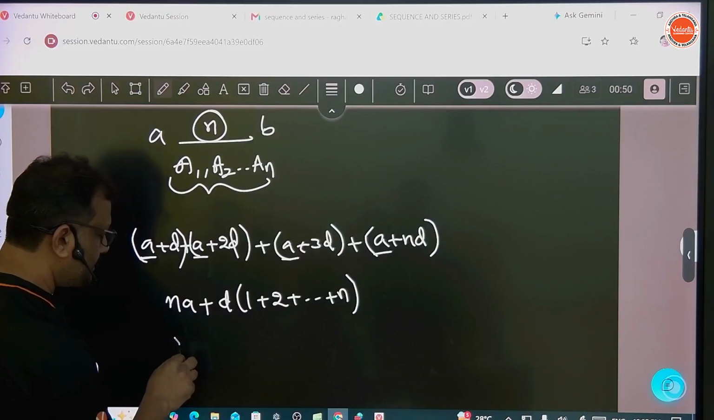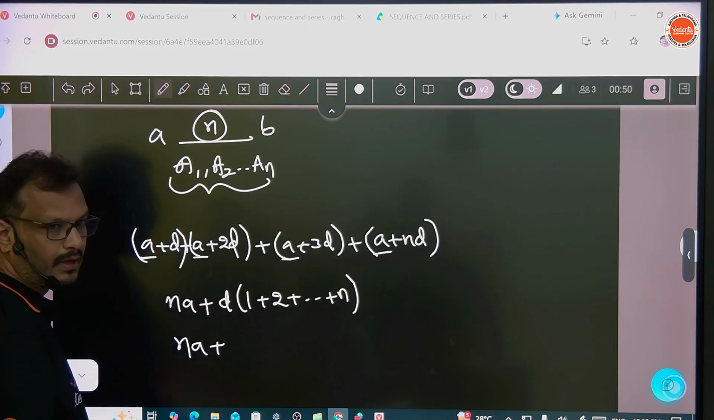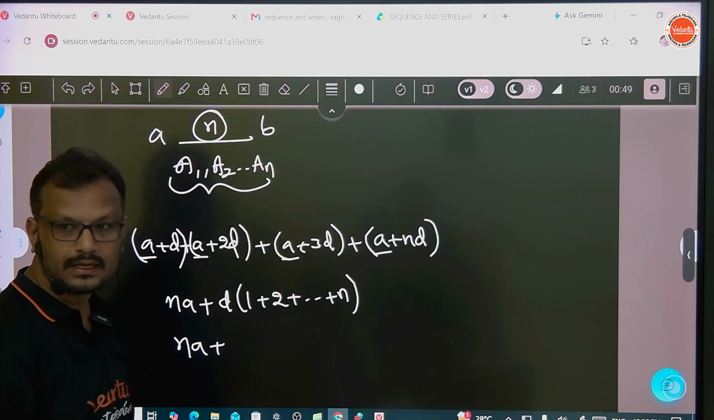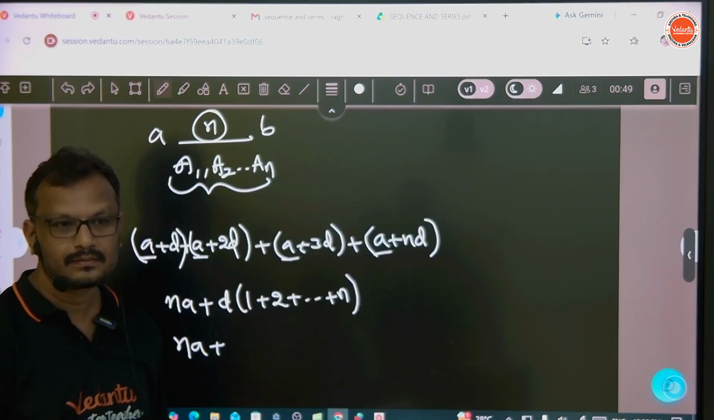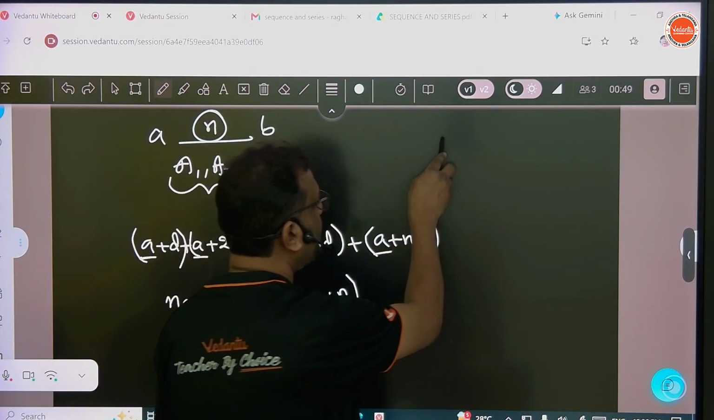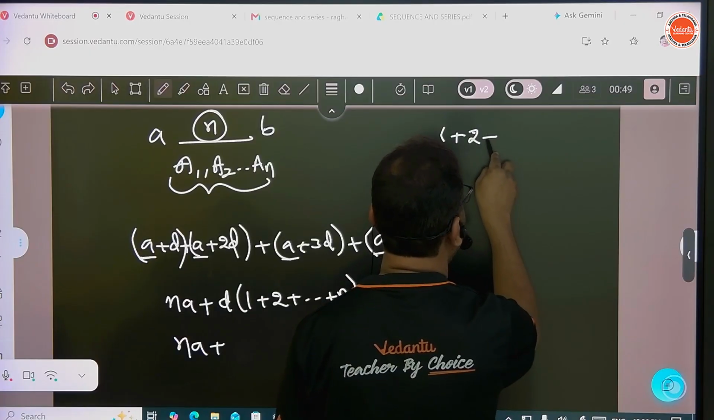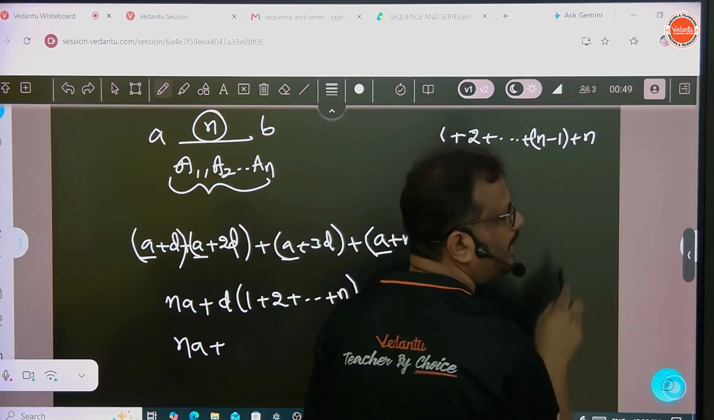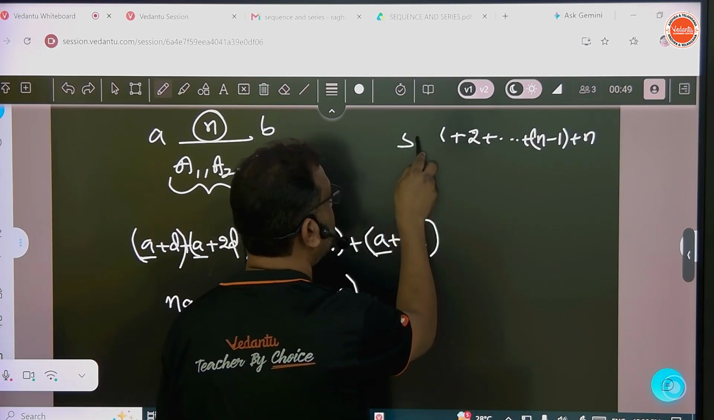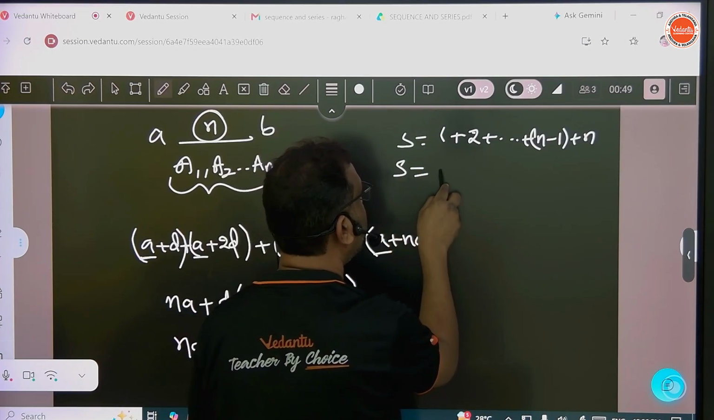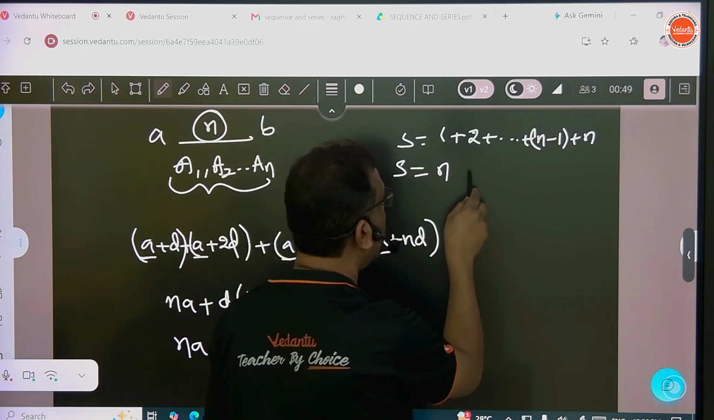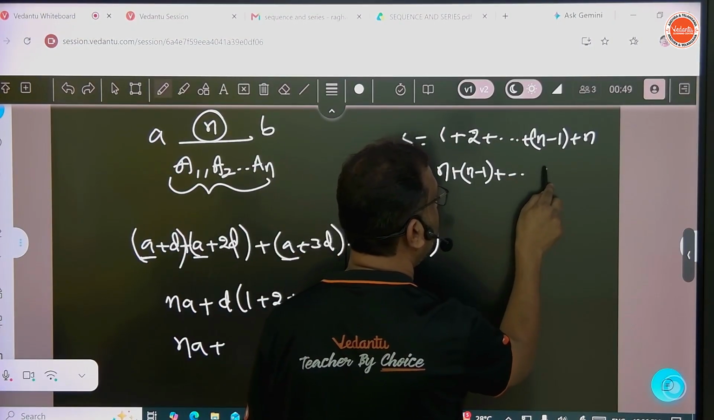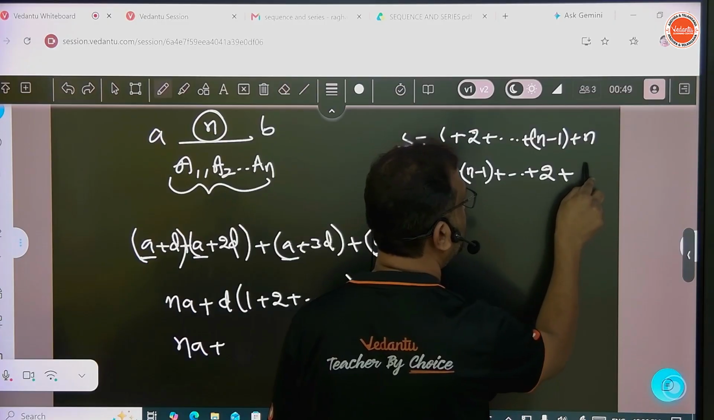What is the sum of n terms of an AP? N into n plus 1 by 2. You might be thinking how you get n into n plus 1 by 2. Just like the arithmetic progression we wrote previously: 1 plus 2 plus up to n minus 1 and n. That is the sum we need. Let's call it S, and write the same in reverse order: n, next n minus 1, and so on, up to 2, and the next one is 1.